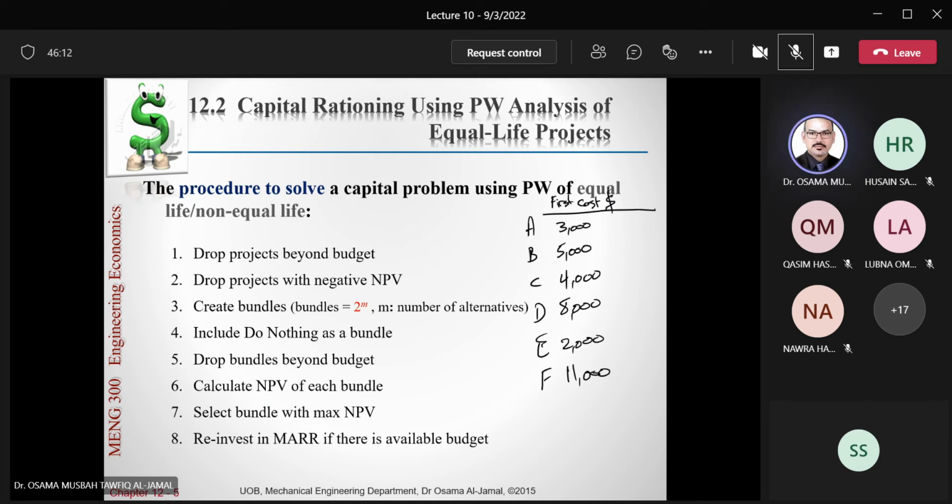Come to something else. How much is the budget? What budget is available to us? The budget given to us is $10,000.